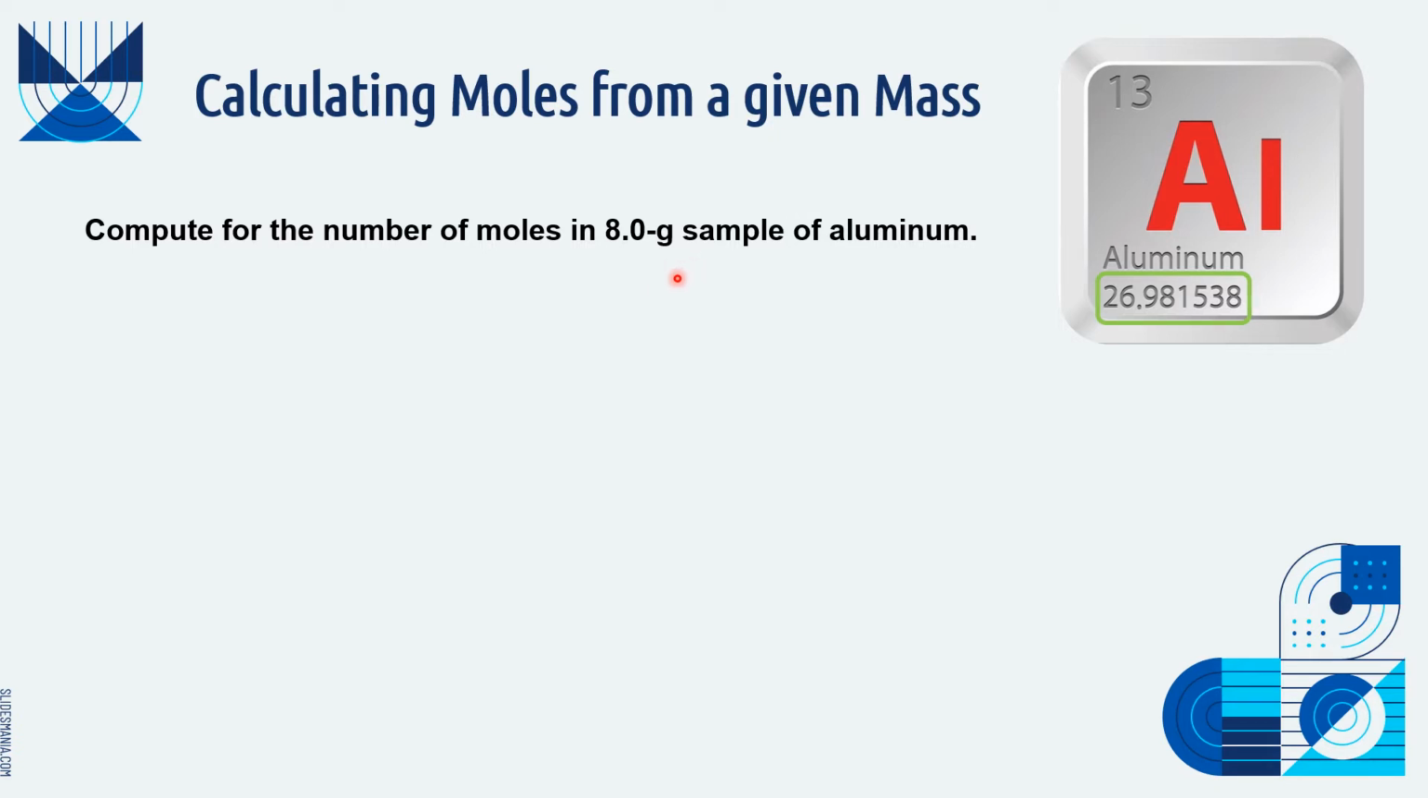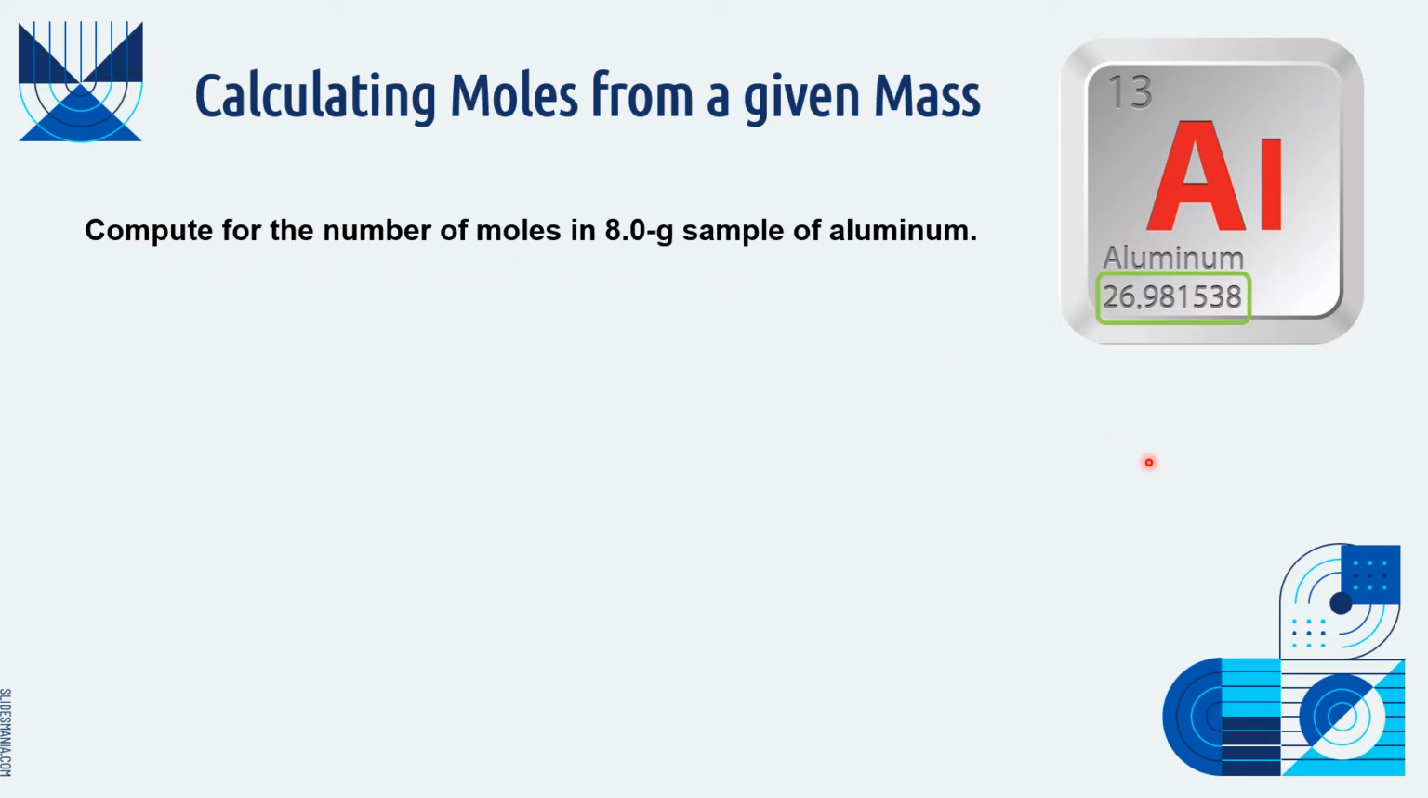So if the problem is looking for the number of moles from the mass given in the problem, we have to take a look at the atomic mass of the element or the compound to get the number of moles in that given mass. So it is very important to take note of the atomic mass of the element of that substance. For that reason, I show you the atomic mass of aluminum, because that's the substance we are tackling in the problem.